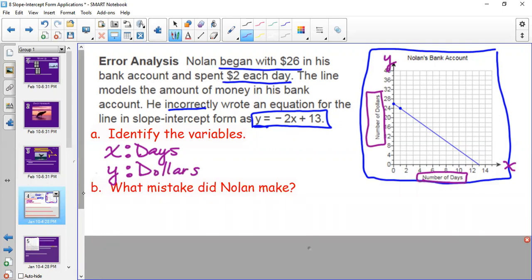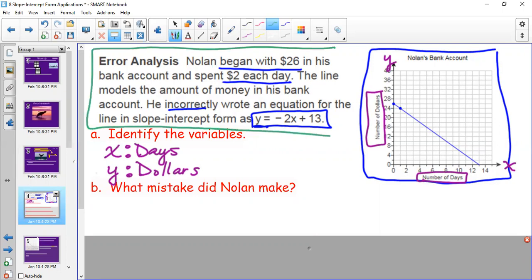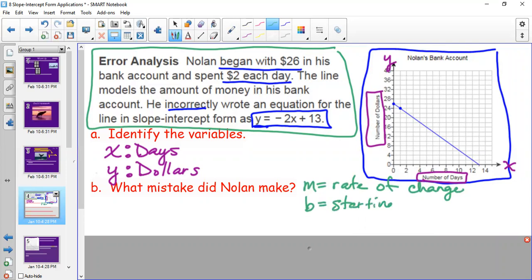And we're going to go to part B here. It says, what mistake did Nolan make? So I've had a few people explain maybe what he did wrong, but if you look at just the situation, when we are finding our slope and our y-intercept, our slope is always our rate of change. So what is it changing by, or what's that rate? And our b is always the starting point. It's like an initial cost or a fee that's charged right at the beginning.